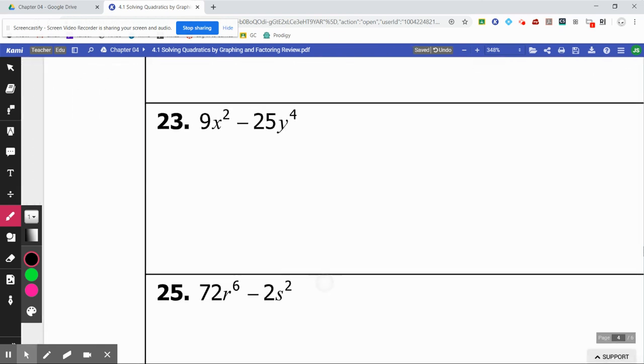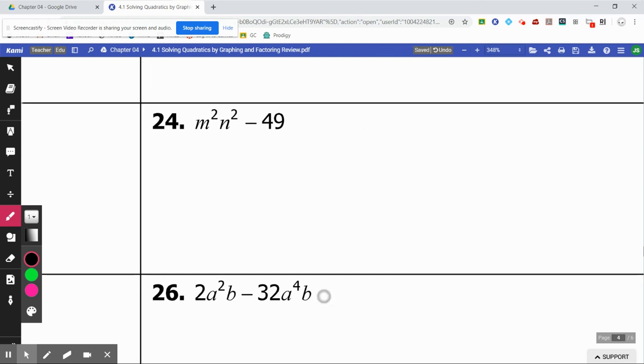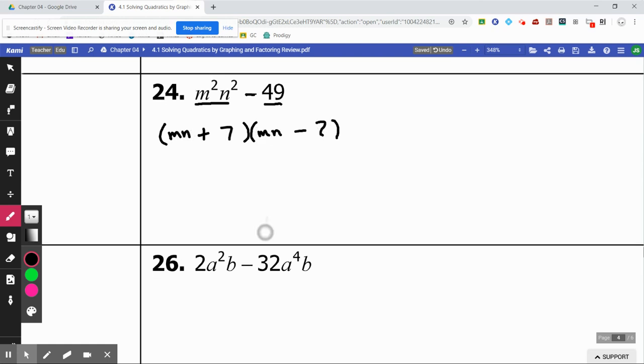23. 3x times 3x, 5y squared times 5y squared. So you do have a difference of squares. Conjugates, plus minus. 3x times itself gave you the 9x squared. 5y squared times itself gives you 25y to the 4th, and you're finished. 24. Mn times Mn, 7 times 7, difference. That is difference of squares. Conjugates, Mn times Mn, 7 times itself, and you're finished.